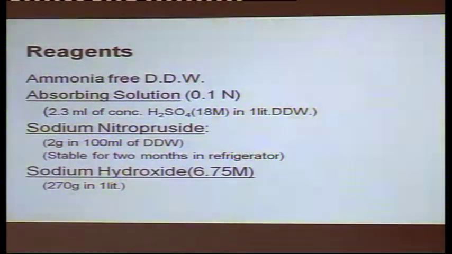Then the absorbing solution is 2.3 ml concentrated H2SO4, that is 18 molar. 18 molar or 36 N is the same thing. You dilute 2.3 ml concentrated H2SO4 to 1 liter. Sodium nitroprusside is 2 grams in 100 ml distilled water. Sodium hydroxide is 6.75.